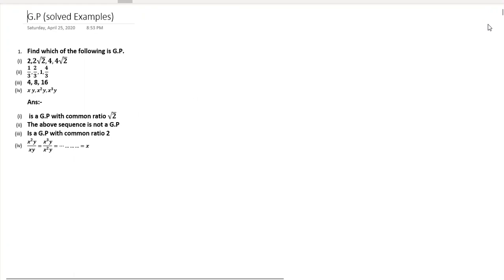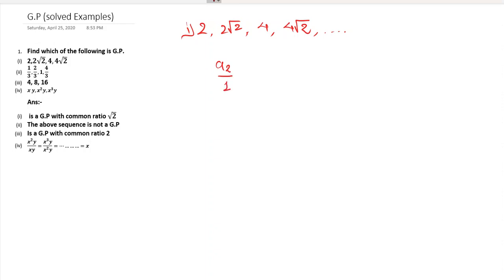Question number 1. Find which of the following is GP. The first one is 2, 2 root 2, 4, 4 root 2. Is this a GP? How you can figure out whether a given sequence is a GP or not? So for finding that out, you need to verify whether there exists a common ratio or not. So how you can find the common ratio? So second term divided by first term.